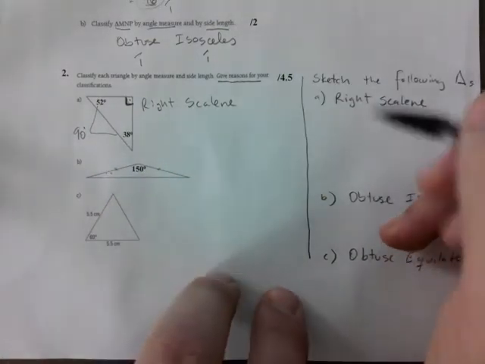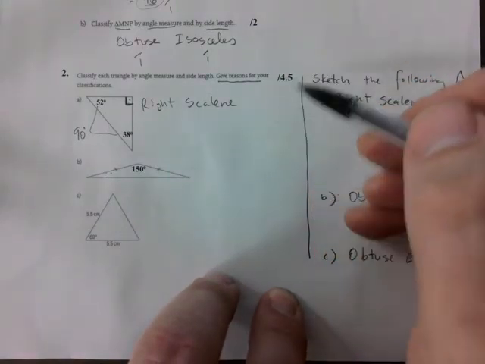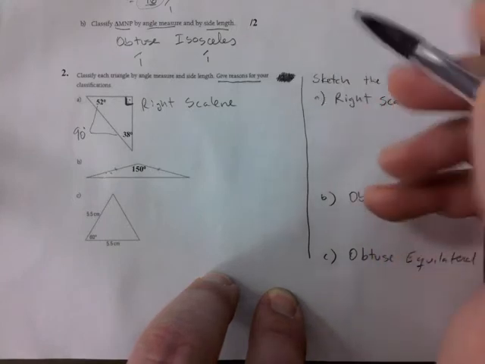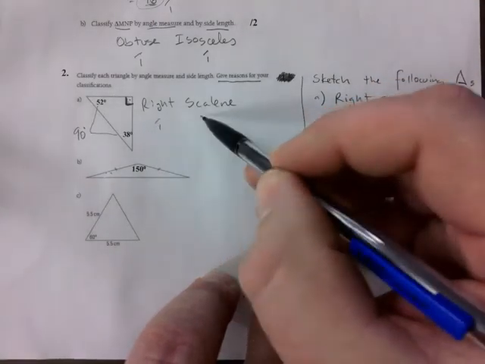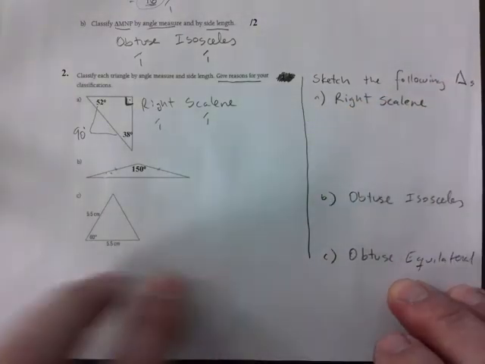So I think we're going to change this out of 4.5. We're going to change that. I'm going to make it easier to mark instead of doing half. So you get 1, 1. Right? One right, one scalene.